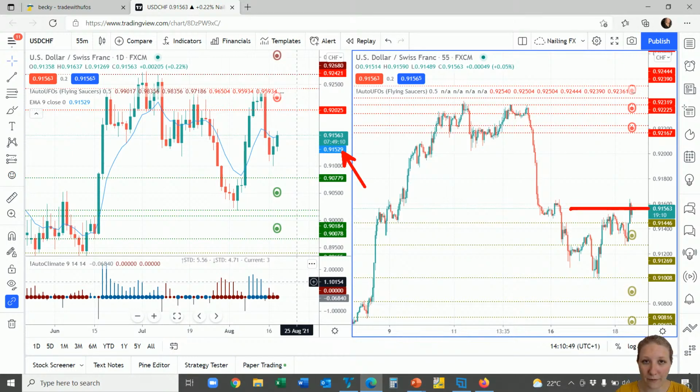And there are no UFOs around that price. In fact, they're really, really far away. So they're not lining up, in which case, no point trading them.